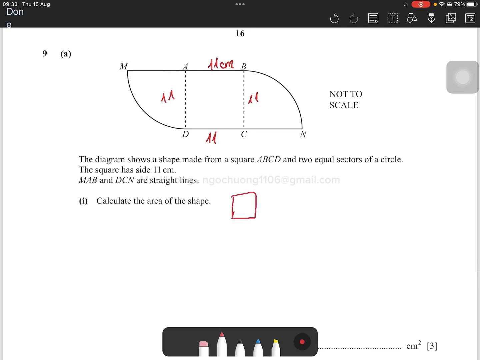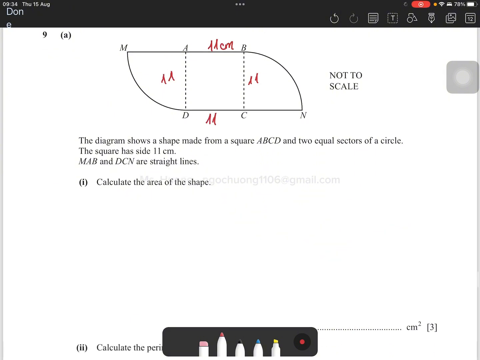So we know that the shape includes one square with the side of 11 centimeters and the two equal sectors of a circle. They can form a semicircle. If we combine them together, we'll form a semicircle. And the radius of the semicircle is also 11 centimeters. So the area of the square is 11 squared plus the area of the semicircle is pi r squared divided by 2. So this one is equal to 311 square centimeters.